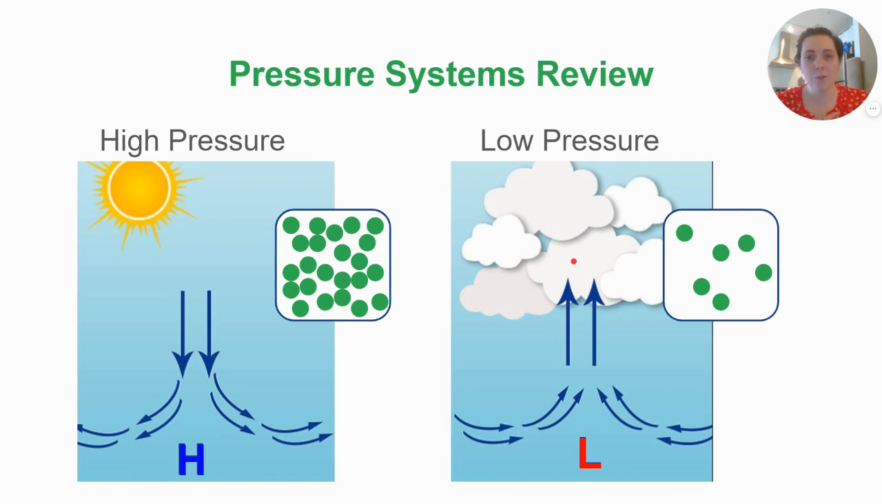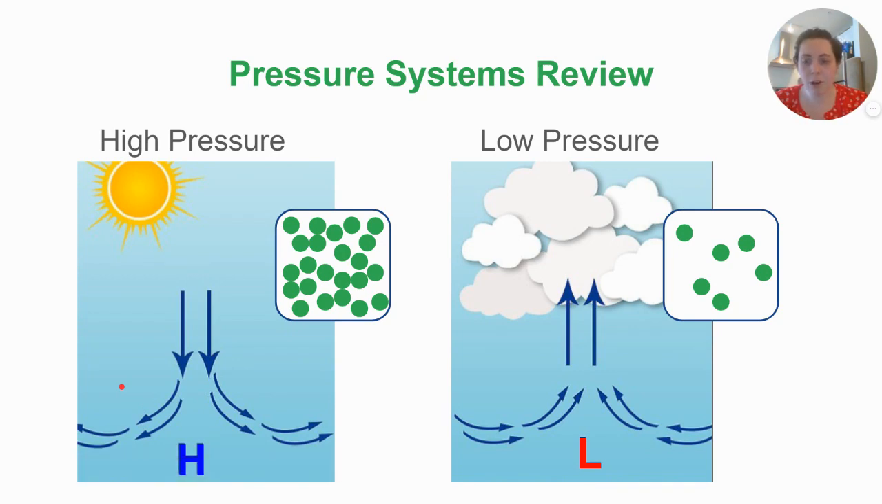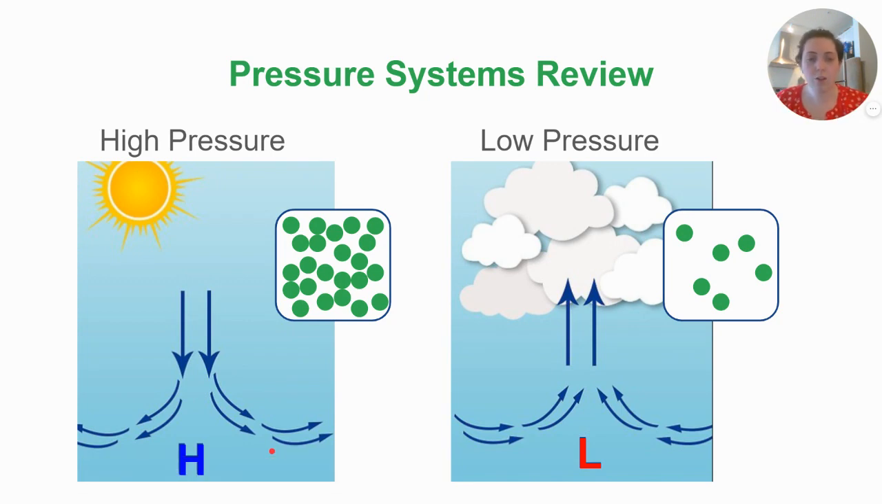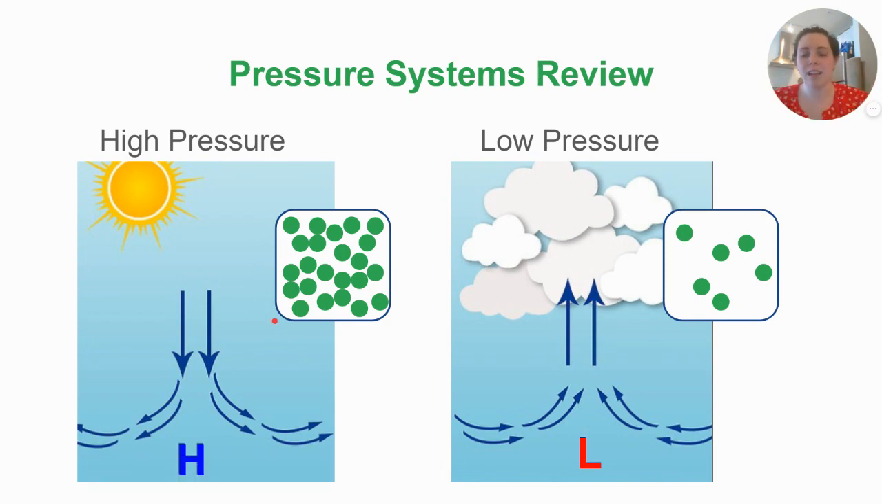Okay, last part for you guys. I just wanted to do a quick review on your pressure systems because you're going to see them in your assignment for today. So on a weather map, we use H and L as your symbols for pressure systems. We're going to use a blue H and a red L. If you remember, high pressure is associated with cold air. Cold air is denser. Those particles are much closer together, shown here. And because they're denser, it's going to actually sink. So we have cold air sinking in a high pressure system. And this actually leads to really nice weather. We get really sunny weather outside.